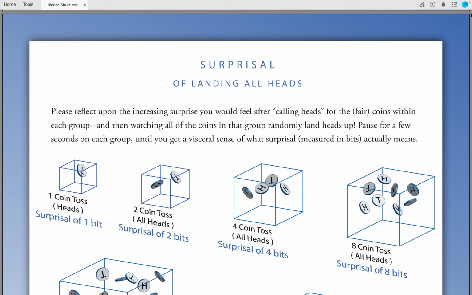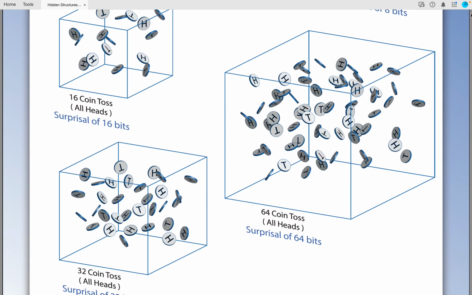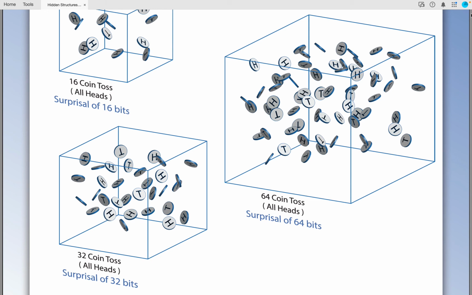Surprisal of landing all heads. Please reflect upon the increasing surprise you would feel after calling heads for the fair coins within each group, and then watching all of the coins in that group randomly land heads up. Pause for a few seconds on each group until you get a visceral sense of what surprisal, measured in bits, actually means. Surprisal of 1 bit, surprisal of 2 bits, surprisal of 4 bits, surprisal of 8 bits, surprisal of 16 bits, surprisal of 32 bits. And the surprisal of 64 bits.